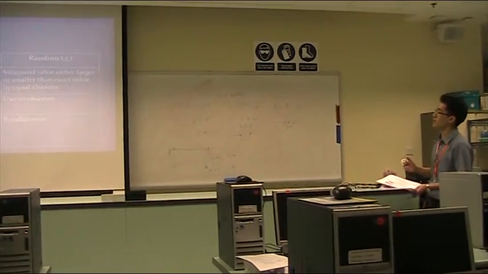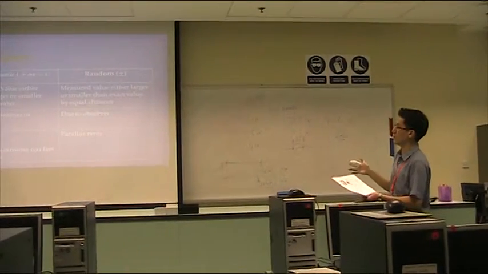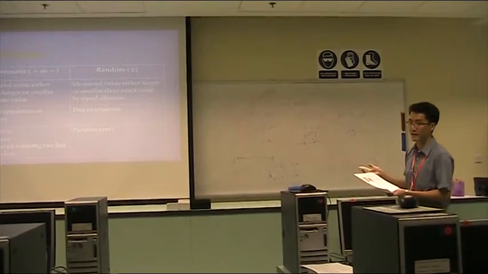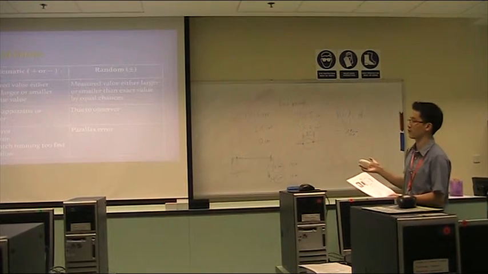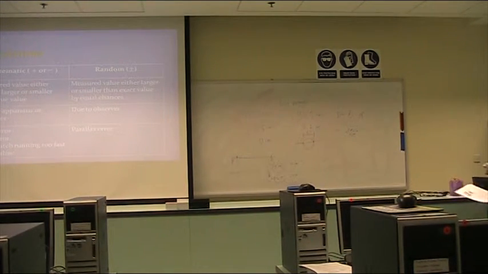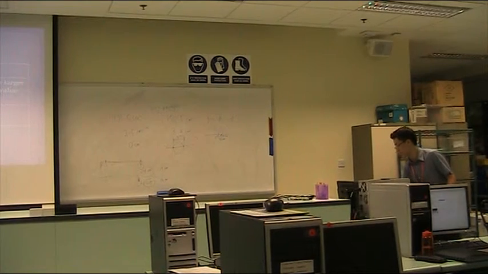Okay, so random error, perfect example would be parallax error. So sometimes the measured value will be smaller or bigger than the one that it's supposed to be. So it depends on where you're looking from. So this is why it's random. You can be looking from the right or you can be looking from the left. So it will affect the exact answer that you're supposed to get.